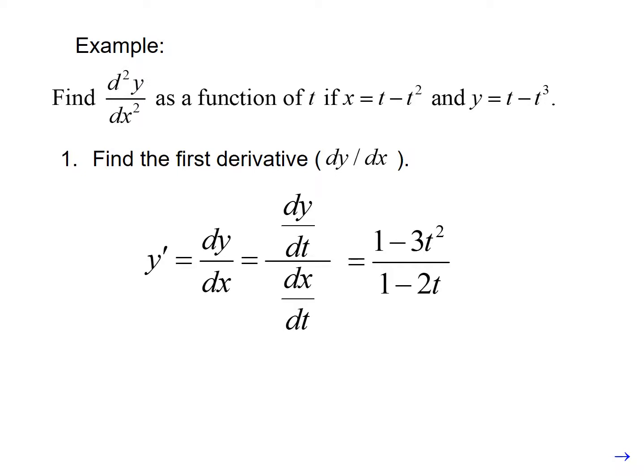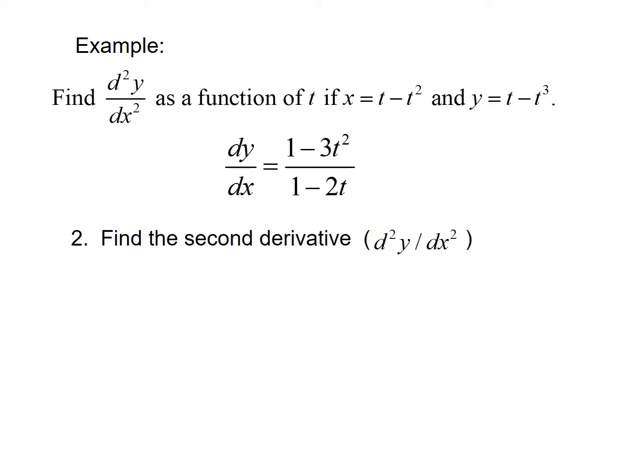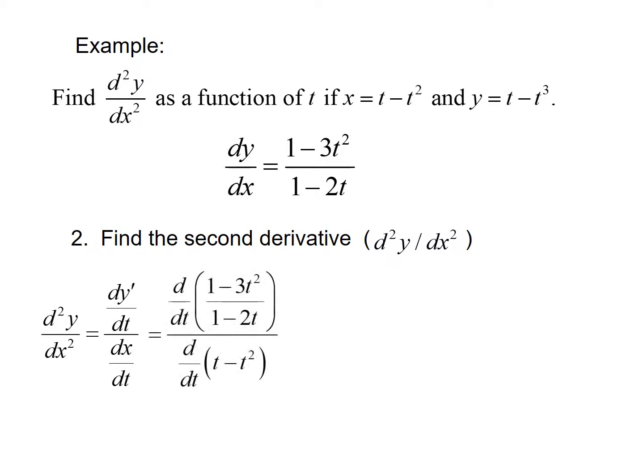Finding the second derivative usually ends up being a little bit more complicated, and let's take a look at how things end up there. So we want to find that second derivative, which, recall, is the derivative of y prime with respect to t over dx/dt. So y prime is what we have right up above there, 1 minus 3t squared over 1 minus 2t. So if we take that derivative with respect to t, we need to use quotient rule. And then dx/dt is just the derivative of x, which is t minus t squared.